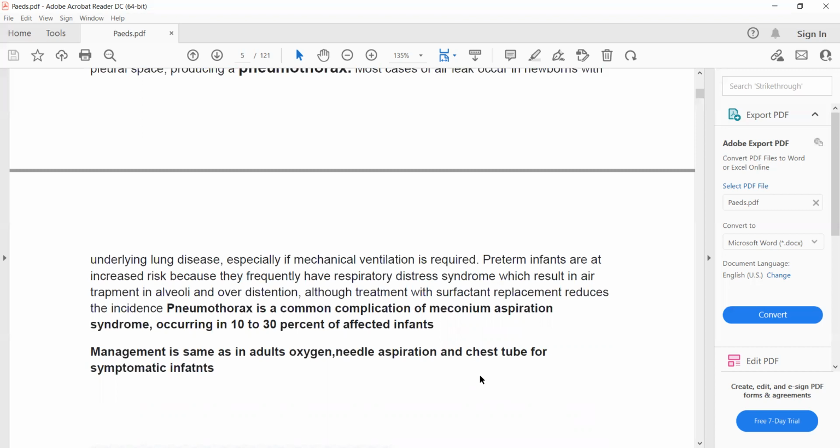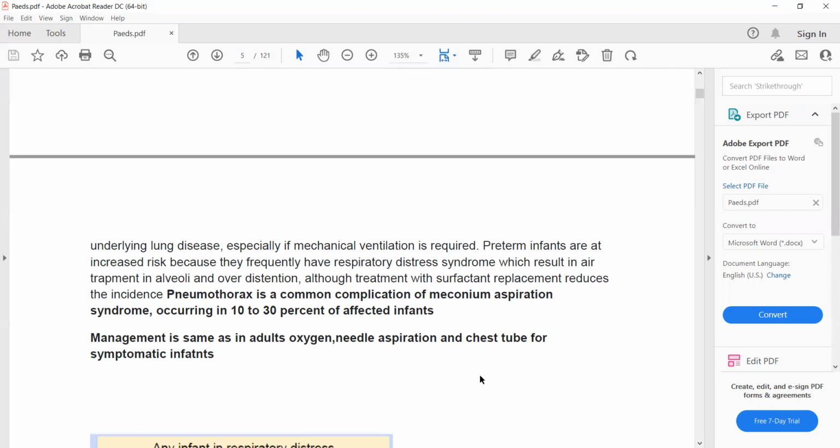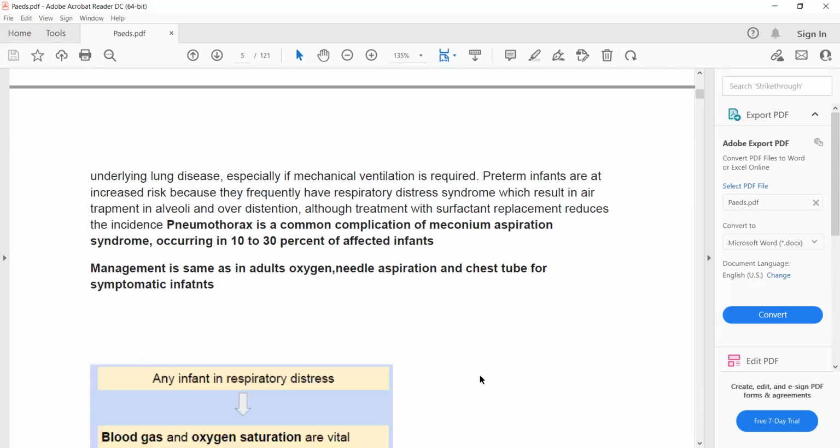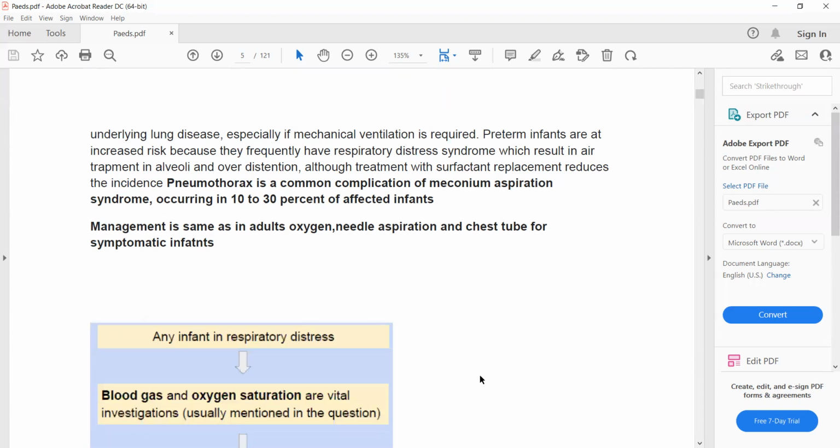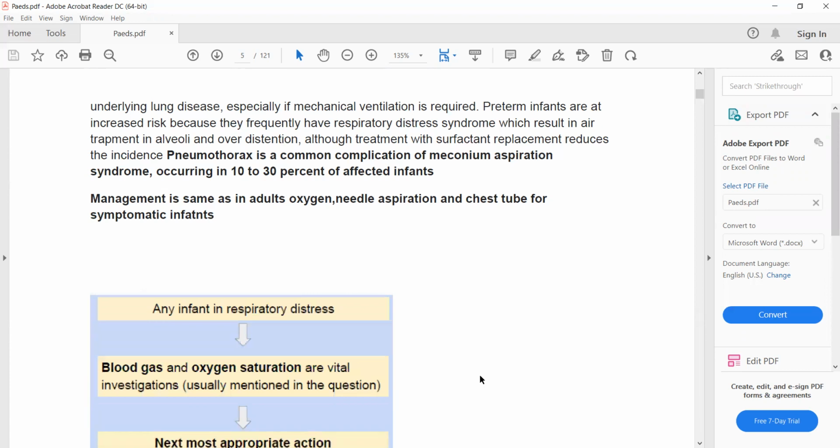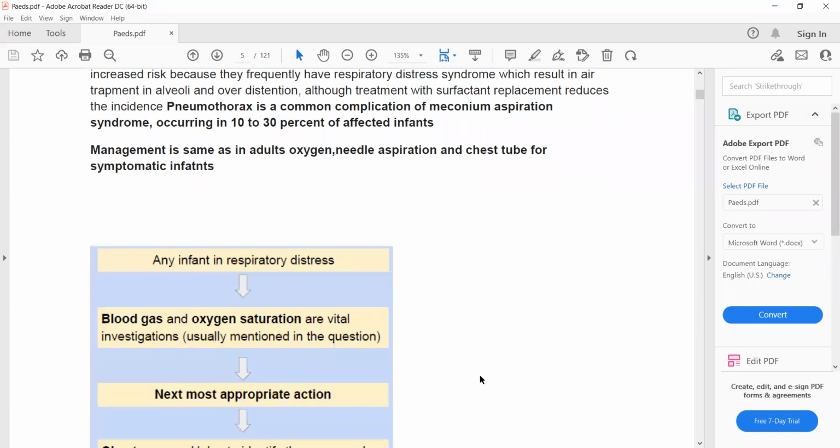So if there are air fluid levels in the chest on a chest X-ray, then your diagnosis will be diaphragmatic hernia. The other hint for diaphragmatic hernia is that if you see a coiled NG tube in the chest, then again the diagnosis will be diaphragmatic hernia. Management of pneumothorax is same as in adults, that is oxygen, needle aspiration, and chest tube for symptomatic infants.